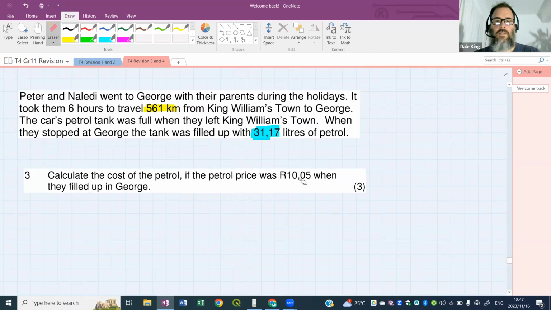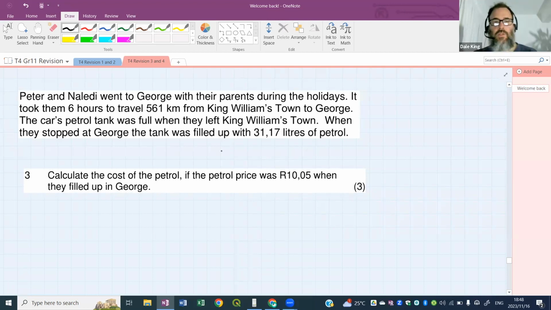Guys, this must have been an old paper. This must have been a very old exam paper. Look at the price of this petrol. 10 Rand and 5 cents. My word. I don't know if you remember those days, but I remember those days. Long, long, long time ago.